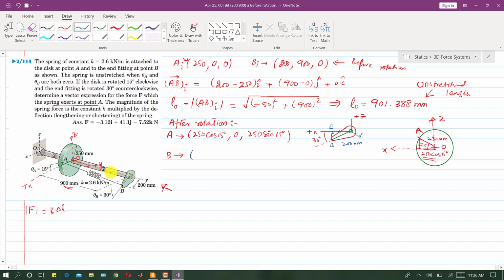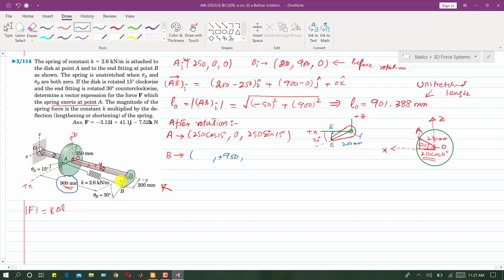First we need to travel this much distance along the Y direction, which is 900 mm. So first I will write that we need to travel plus 900 mm along Y.